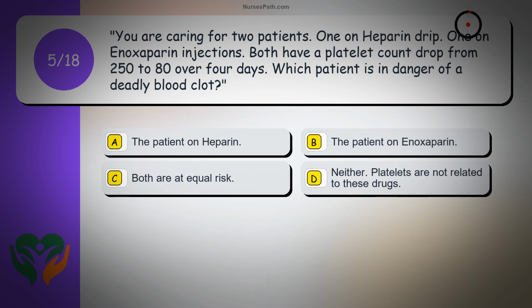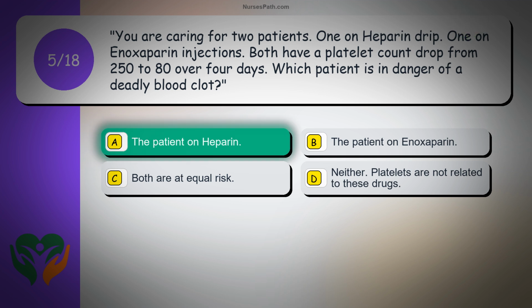Question 5. You are caring for 2 patients. One on heparin drip, one on enoxaparin injections. Both have a platelet count drop from 250 to 80 over 4 days. Which patient is in danger of a deadly blood clot? Option A. The patient on heparin. Option B. The patient on enoxaparin. Option C. Both are at equal risk. Option D. Neither. Platelets are not related to these drugs.